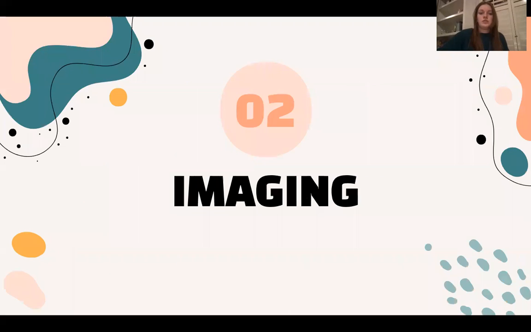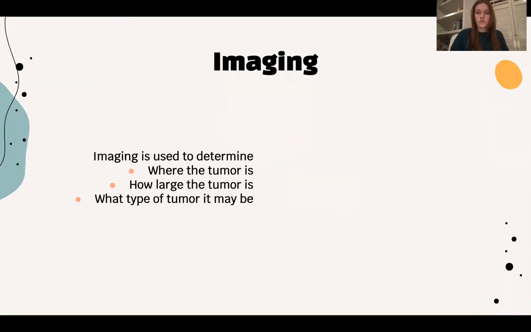Next is imaging. Once your doctor does the neurological exam, they may find some things that are not quite right, and they're going to assume or predict that you might have a brain abnormality. Once they think that you may have a brain tumor, they're going to need to figure out where it is, how large it is, and what type of tumor it may be.